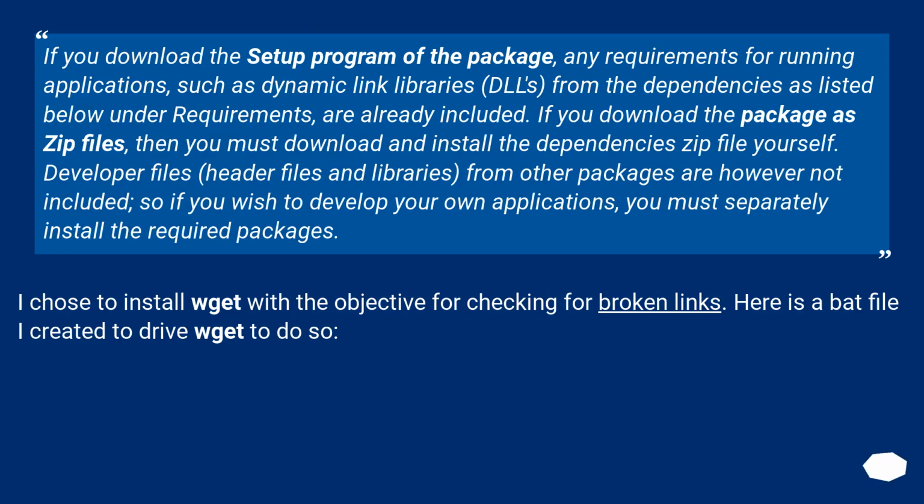If you download the setup program of the package, any requirements for running applications, such as dynamic link libraries, DLLs, from the dependencies as listed below under requirements, are already included. If you download the package as zip files, then you must download and install the dependencies zip file yourself. Developer files, header files and libraries from other packages are however not included, so if you wish to develop your own applications, you must separately install the required packages.